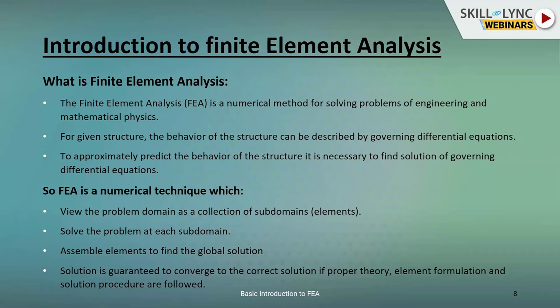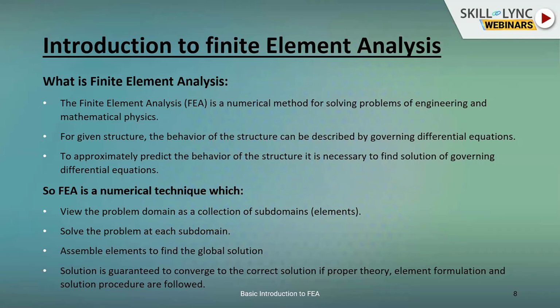What we can summarize in simple terms is that a problem domain is a collection of subdomains. If we have a big component or big domain, we are going to divide, or discretize, that into a number of subdomains called elements. We are going to solve the problem at each subdomain, then assemble those elemental level equations to find the global solution. The solution is guaranteed to converge to the correct solution if proper theory, element formulation, and solution procedure are followed.